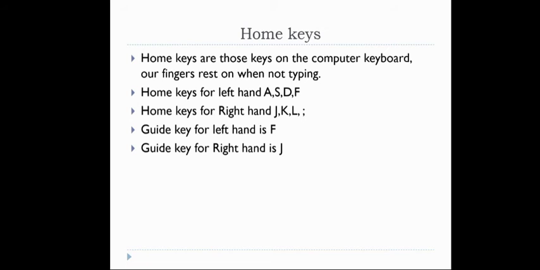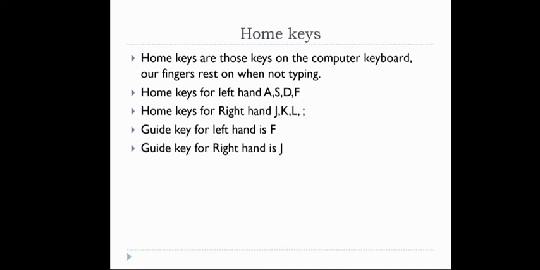Now next one is your home keys. What are the home keys available on the keyboard? Home keys are those keys on the computer keyboard on which our fingers rest when not typing. When we are not typing any kind of content, our fingers rest on particular keys, and those particular keys are considered your home keys. Home keys for the left hand are A, S, D and F, and the home keys for the right hand are J, K, L and semicolon.